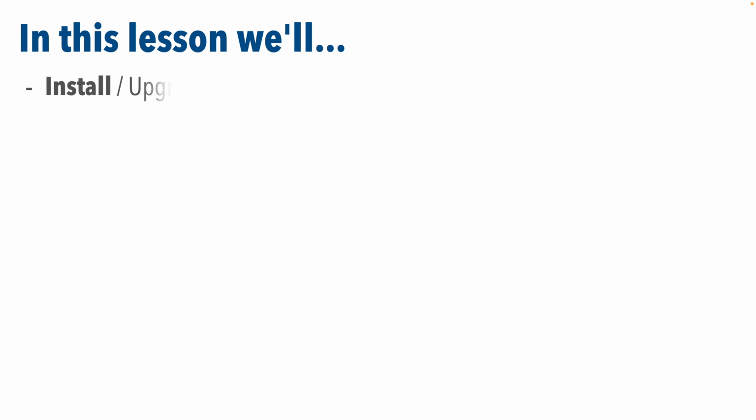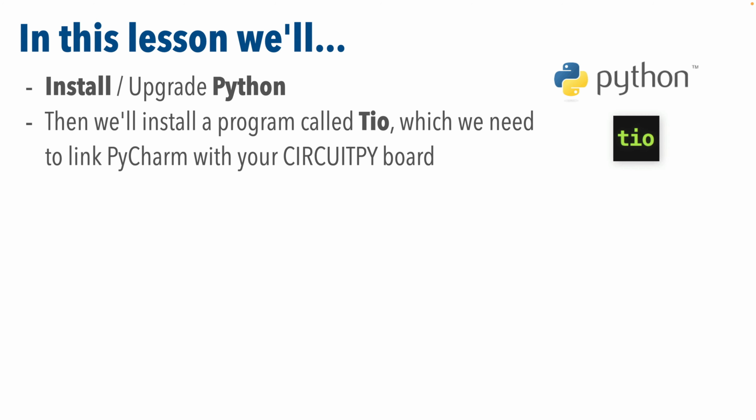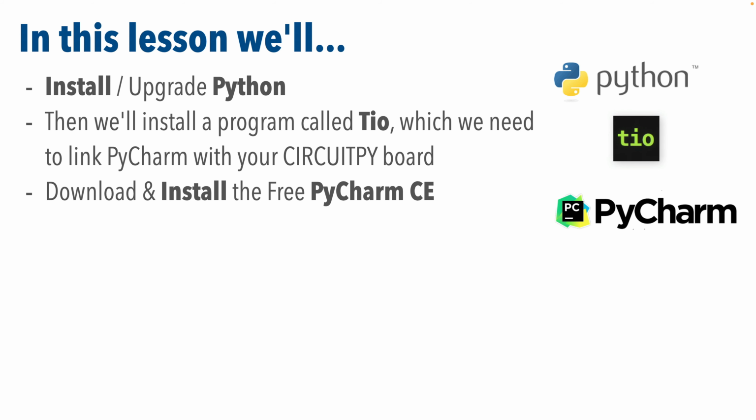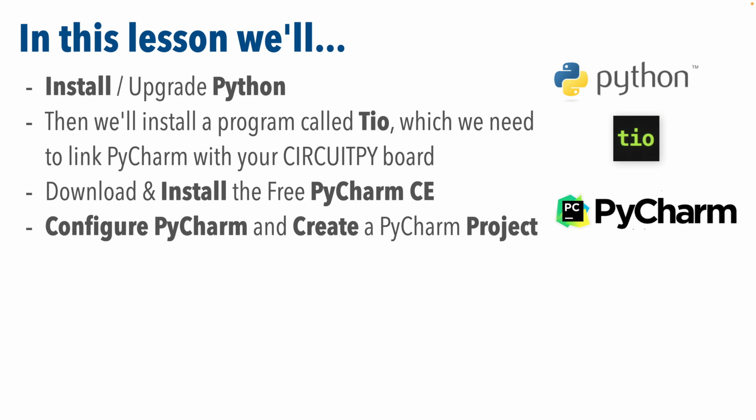So here's what we'll do. We'll install our upgrade Python on your computer, then we'll install a program called Tio, which we'll need to link PyCharm with our CircuitPy board. We'll download and install PyCharm CE, that's the free version of PyCharm. Then we'll configure PyCharm and create a PyCharm project for CircuitPython.